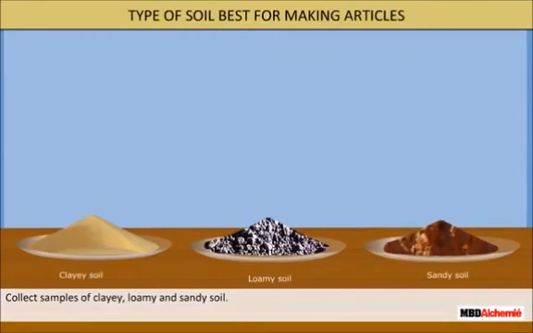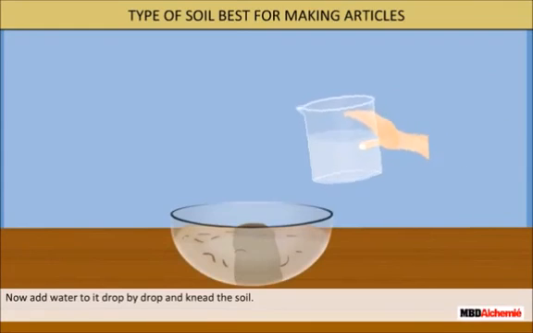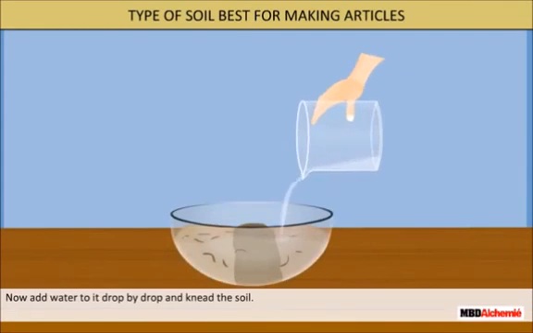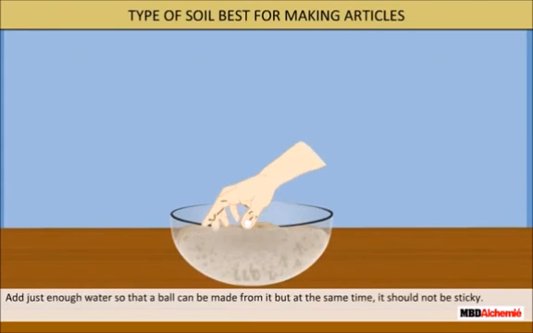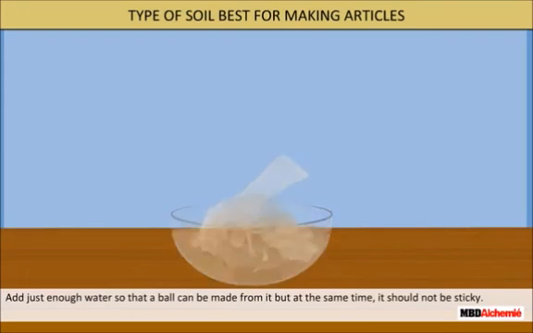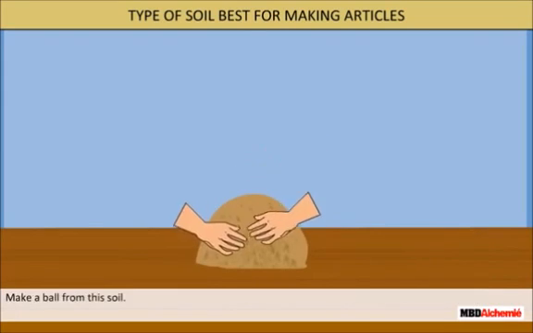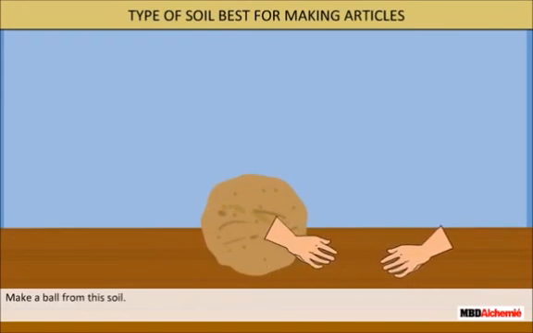Collect samples of clay, loamy and sandy soil. Take a fistful of soil from one of the samples. Remove any pebbles, rocks or grass blades from it. Now add water to it drop by drop and knead the soil. Add just enough water so that a ball can be made from it, but at the same time it should not be sticky. Make a ball from this soil.